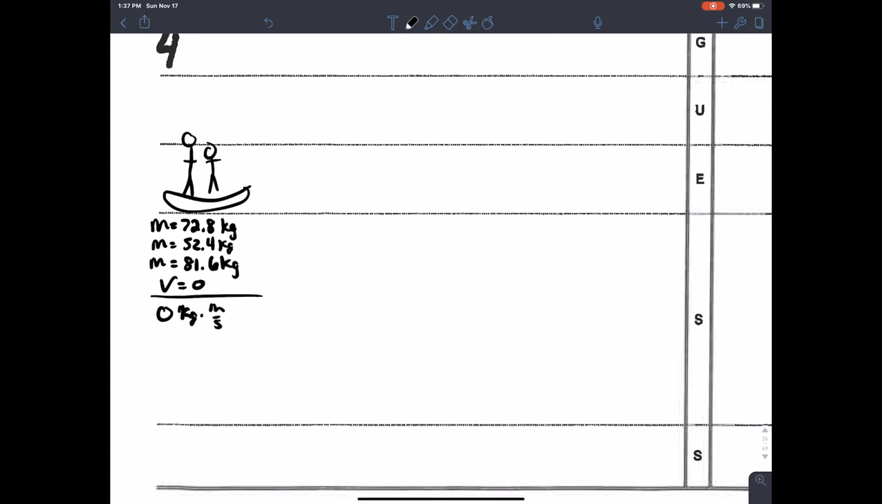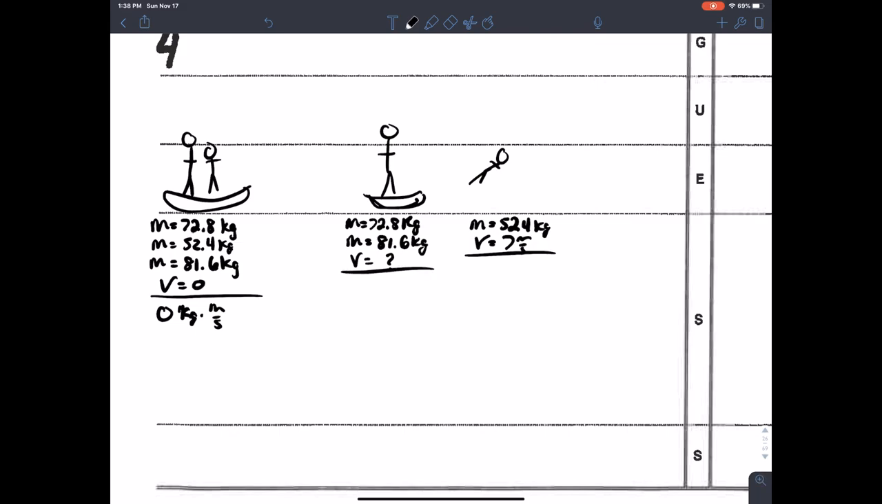It says the lighter person is going to jump out of the boat. So the boat is still going to be present, and the big guy with the super long neck is still going to be in there. The little guy is going to jump out of the boat. So the mass 72.8 is going to stay there because that's the big guy, and the mass of the boat is still going to be there. The little guy, with a mass of 52.4 kilograms, is going to be moving to the right. It says if the lighter person jumps out of the boat at 7 meters per second, you have to figure out the velocity of the boat.